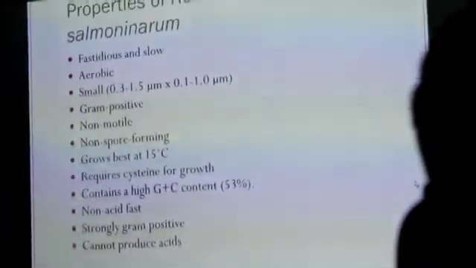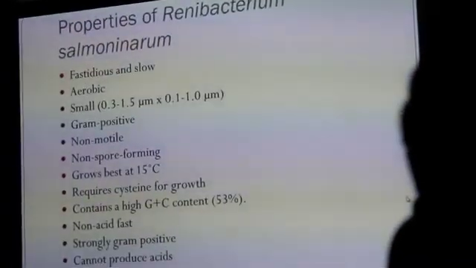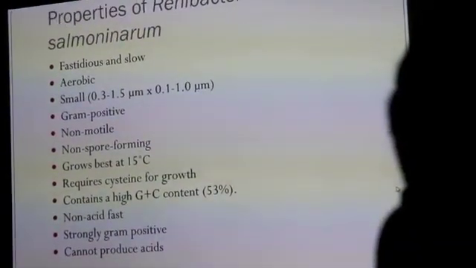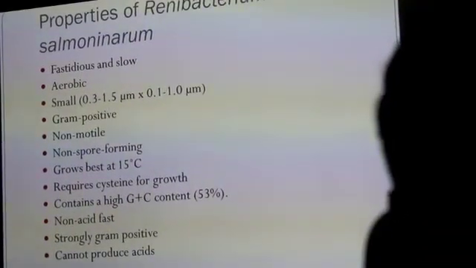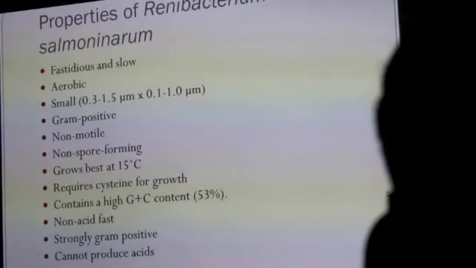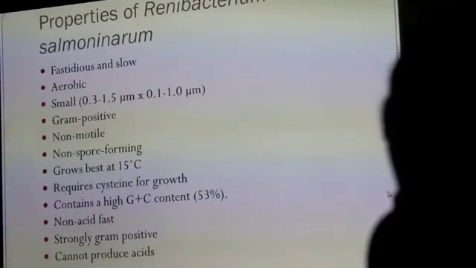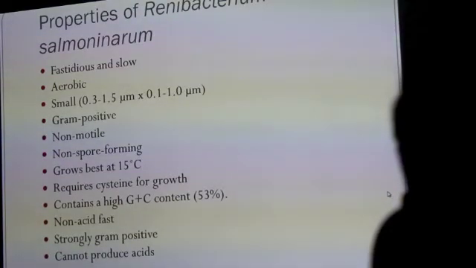salmon. Some properties of Renibacterium: it is very fastidious, extremely difficult to grow, and it grows very slowly. It's aerobic, small, gram-positive, non-motile, meaning it doesn't move, non-spore forming, it grows best at 15 degrees Celsius, and it has a strict requirement for cysteine. It also contains a high GC content. It's non-acid fast and cannot produce acids, although it does have genes for the importation of sugars and acids, so we think it can utilize certain sugars.